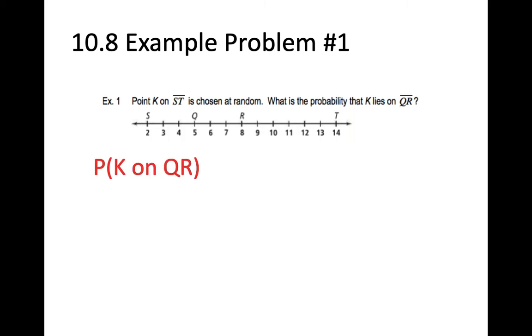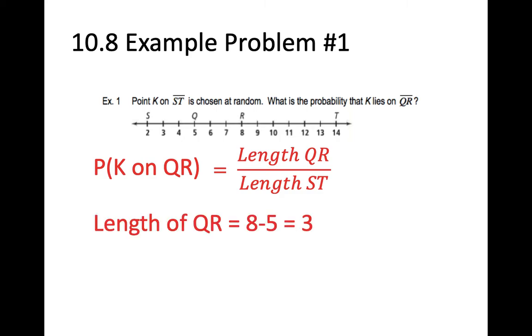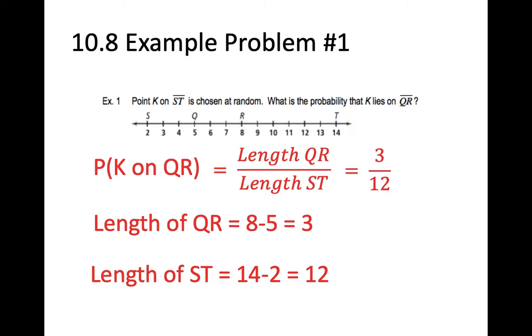Once again, the probability that K is on QR is the length of QR, what I want or the winners, over the whole thing, ST. The length of QR is 3. R is 8 and Q is 5, and 8 minus 5 is 3. And the length of ST, well, T is 14 and S is 2, so 14 minus 2 is 12. So QR over ST is going to equal 3 over 12, which reduced is 1 over 4, which equals exactly 25%.